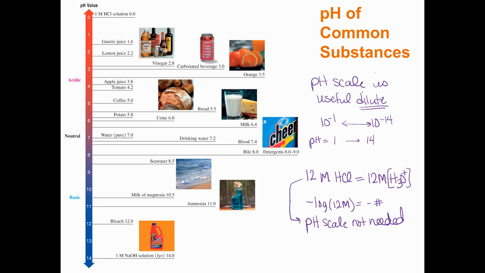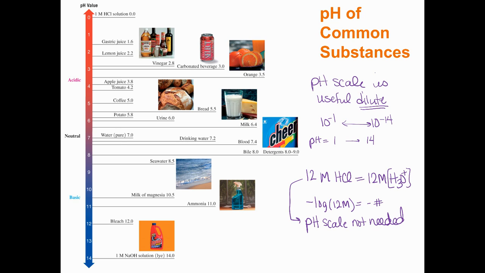Okay, gastric juices are 1.6, lemon juice is pH 2.2, vinegar 2.8, carbonated beverages around 3, orange 3.5, coffee at a 5. Okay, what I want you to notice is that our taste buds appreciate acidic food. So a lot of the food that we eat has acidic properties to it. Do you see how bread 5.5, milk 6.4? So tomatoes 4.2. So you're getting the point that our taste buds have a positive reaction to slightly acidic solutions.